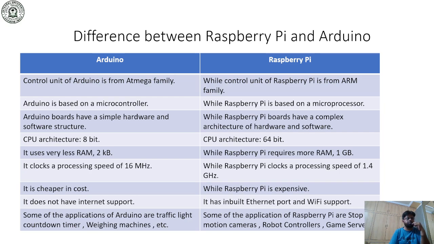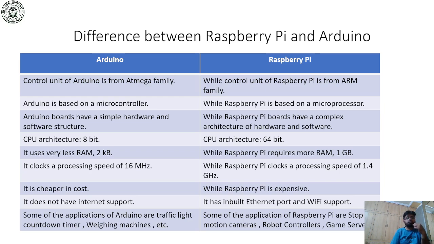Arduino boards have a simple hardware and software structure, but Raspberry Pi boards have a complex architecture of hardware and software. Arduino architecture is generally 8-bit, and the Raspberry Pi CPU architecture is 64-bit. So here you can see a big difference between the Arduino and Raspberry Pi. The processing capability of Arduino is 8-bit and Raspberry Pi is 64-bit. So Raspberry Pi is 8 times faster than Arduino.